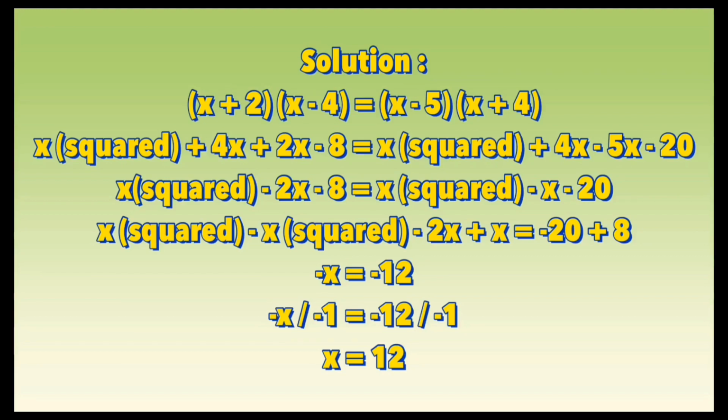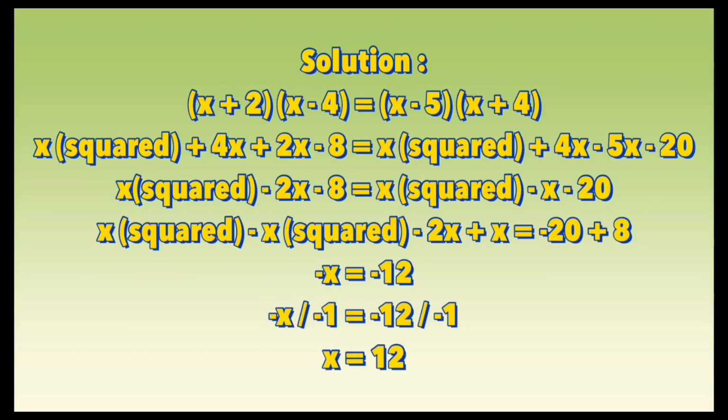Now we come to the right side of the equation. You have to simplify again by multiplying. So we have x times x equals x squared, x times 4 equals positive 4x, negative 5 times x equals negative 5x, and negative 5 times positive 4 equals negative 20. After that, we're going to combine like terms. On the left, x squared, then negative 4x plus 2x gives negative 2x, then bring down negative 8. On the right, x squared, positive 4x minus 5x equals negative x, then bring down negative 20.